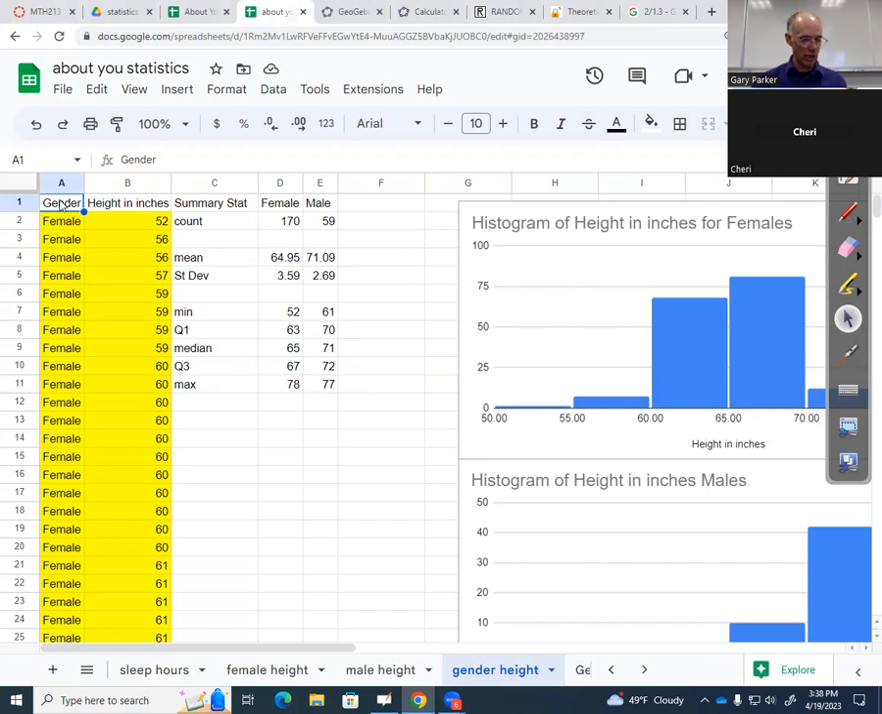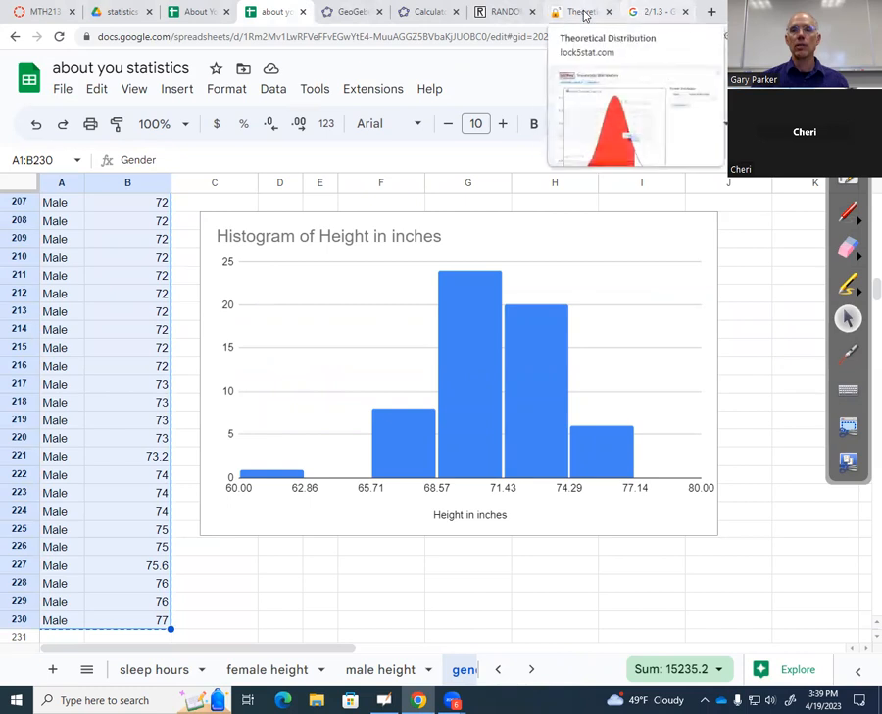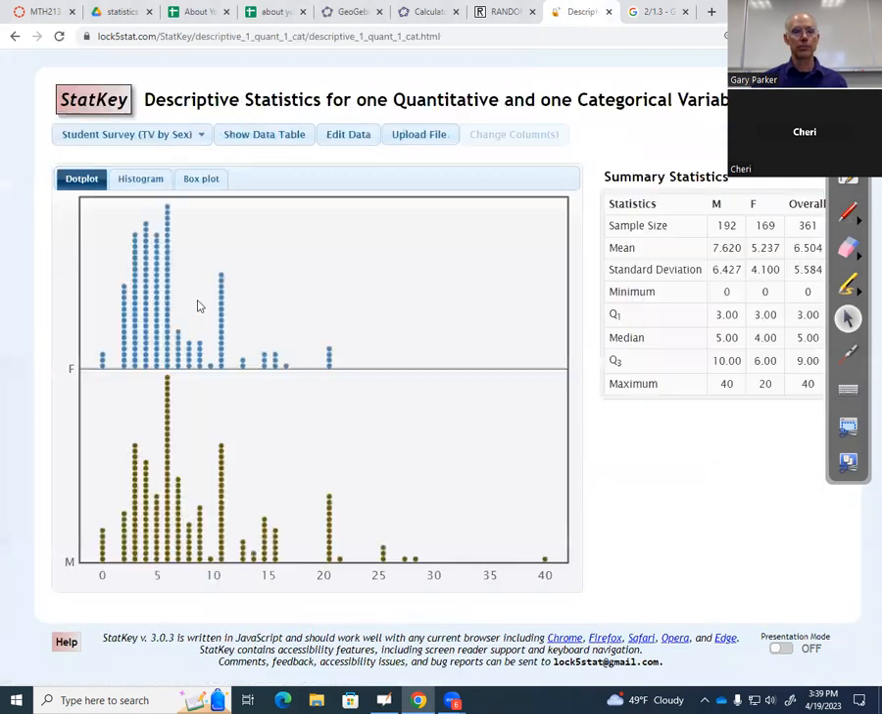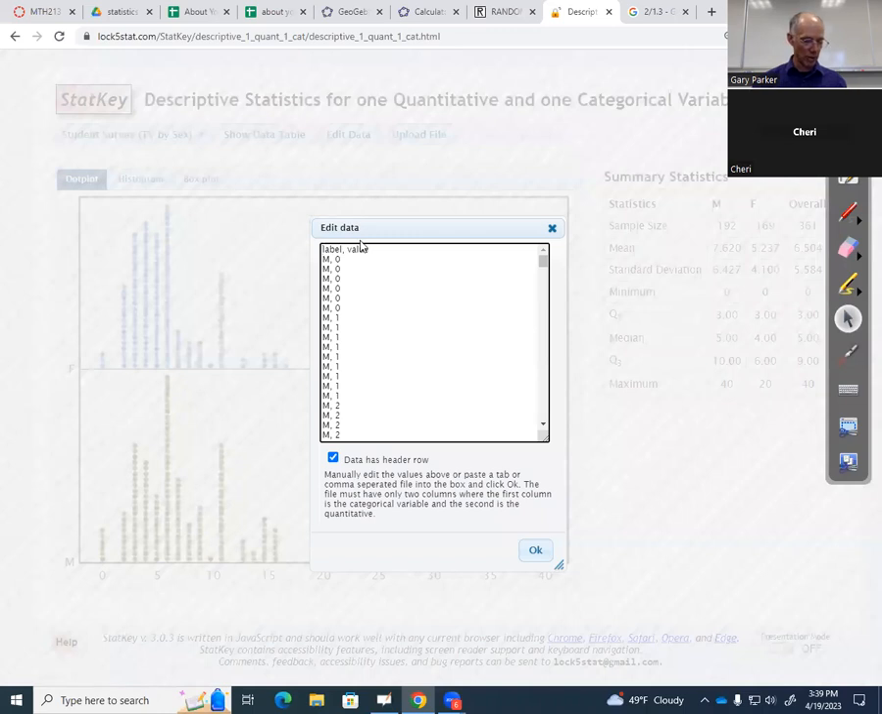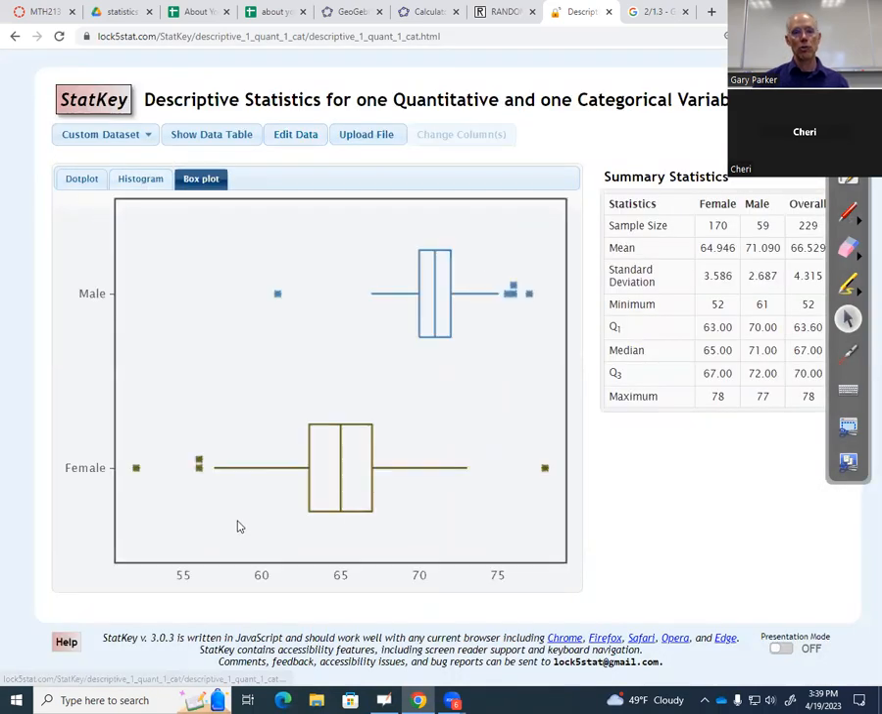We took a look at that also in StatKeys. I want to do that here too, and then we'll come back and look at coefficient of variation. That was one quantitative, one categorical, because I have height versus gender. I can swap my numbers in there. And the box plot I thought was the most revealing thing. So we can see there's not as much spread in the males. They tend to be taller and they have a smaller standard deviation. The females happen to be shorter with a bigger standard deviation.